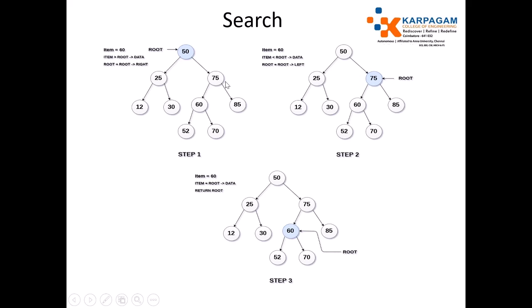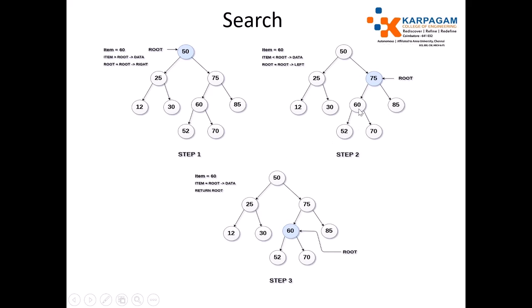Now it is compared with 75. That is the element to be searched: 60 is compared with 75. 60 is less than 75, no? So move to the left side. For this, we need to process the statement root equal to root of left. Because 60 is less than 75, move left.